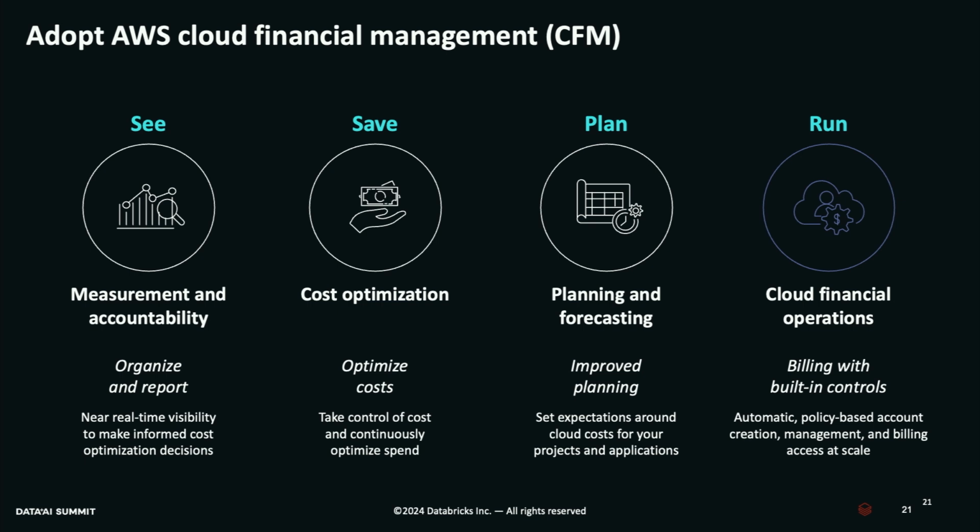The second is saving costs. We already talked about the various ways, and one of them is using AWS Cost Optimizer, which gives you recommendations so you can save costs, and you can also apply other techniques that have been given. Planning and forecasting is a continuous journey.